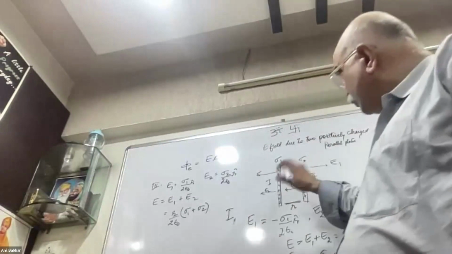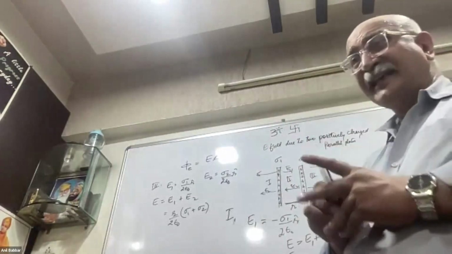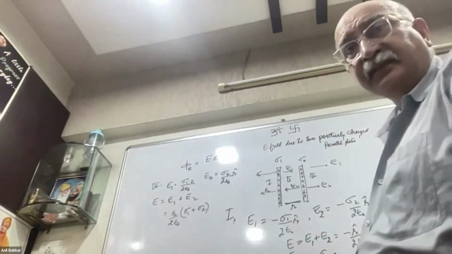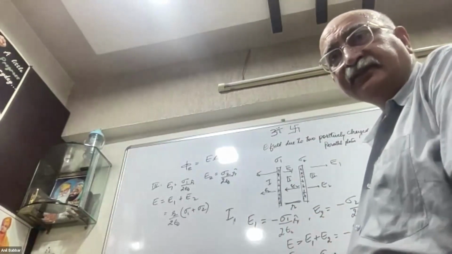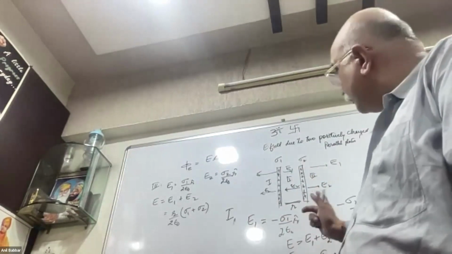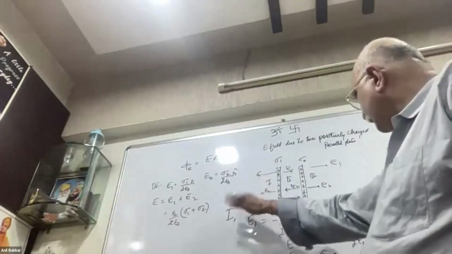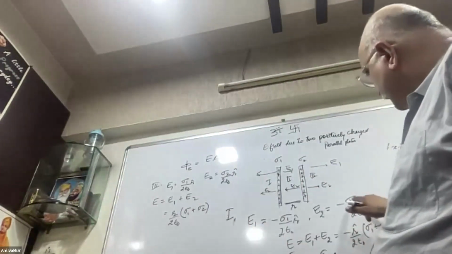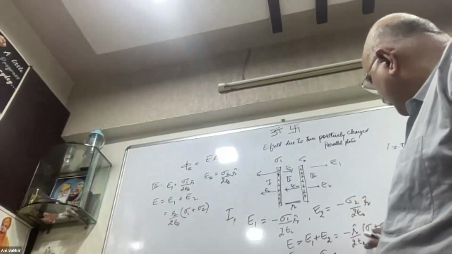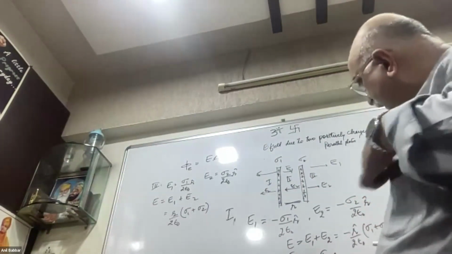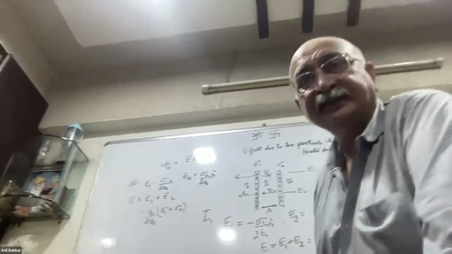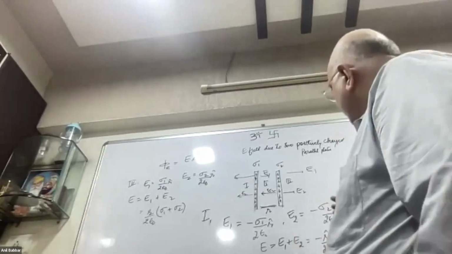Now, if these two sheets have the same charge density, what is the total electric field? That's very simple. Here sigma 1 equals sigma 2 equals sigma. Put that in, and for the first part, this will be R cap by 2 epsilon naught times sigma plus sigma. This is 2 sigma, and the 2s cancel each other.